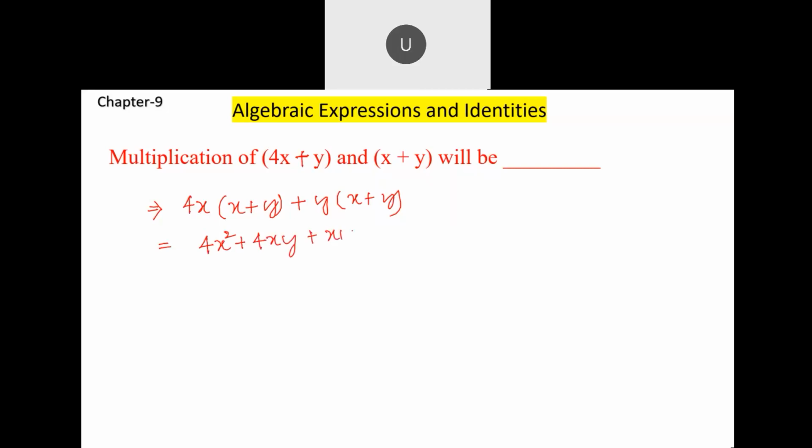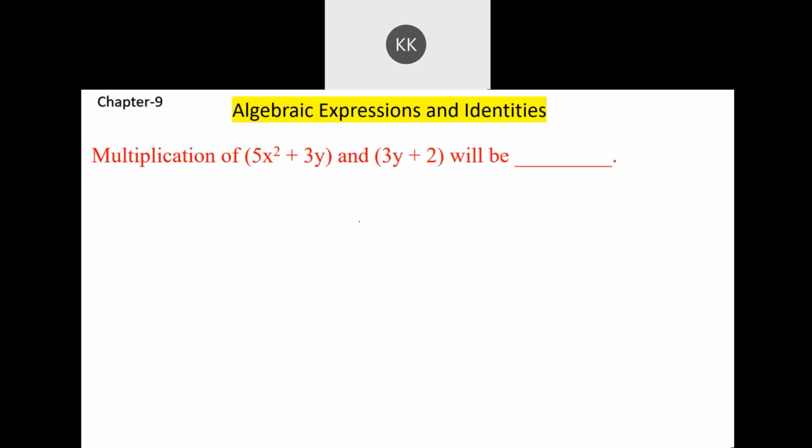Plus y into x, plus y into y, that is y square. Currently we learned one identity: yx plus xy, we can take as xy. You are correct. These are the like terms, so they are added up. We get 4x square plus 5xy plus y square. You can change the order and write the answer as 4x square plus y square plus 5xy. It remains the same. The commutative property is true in algebraic expressions also.